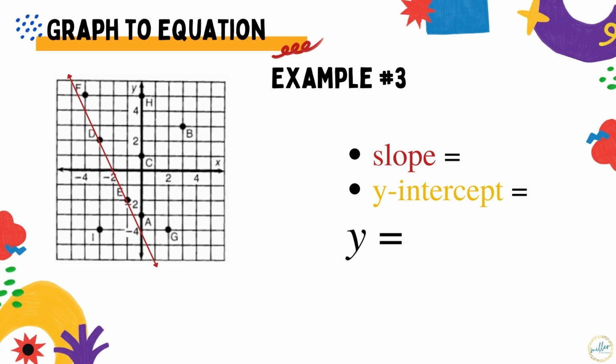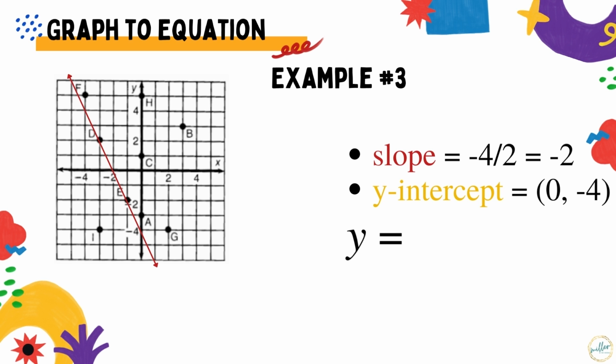Example number 3, we have this line going through points D and E. It looks like it goes down to the right, so our slope is going to be negative in this case. Counting the rise and the run from point D to E, we have to go down 4 and to the right 2. But that can be simplified to -2. And the y-intercept of this equation is (0, -4).